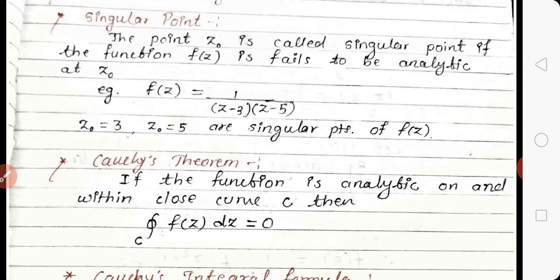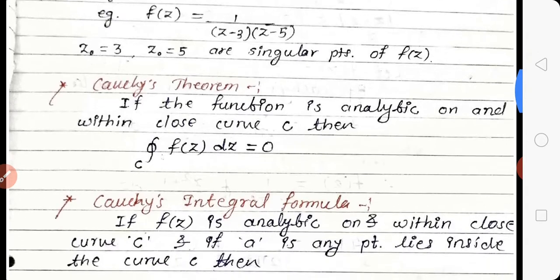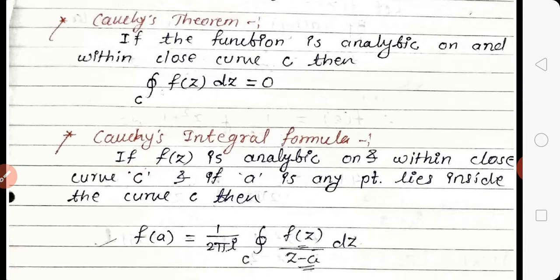Now we see the theorems to find the value of integration. First is Cauchy's theorem. If the function is analytic on and within closed curve C, then the value of the line integral over the closed curve C of f of z dz is equal to 0. Remember this. If the function is analytic on and within closed curve C, then the value of integration is 0.